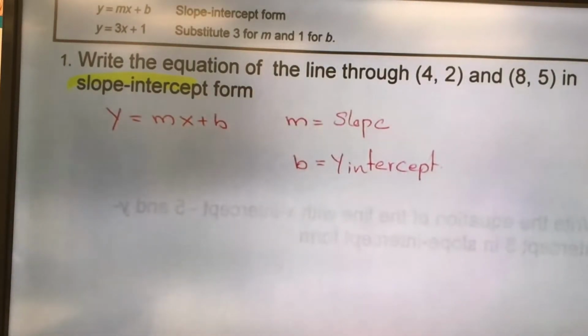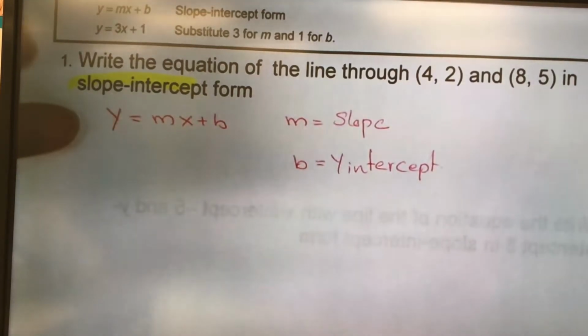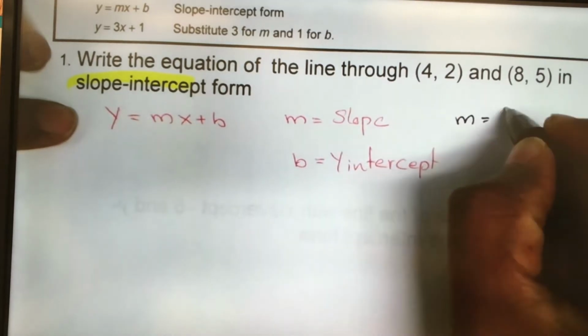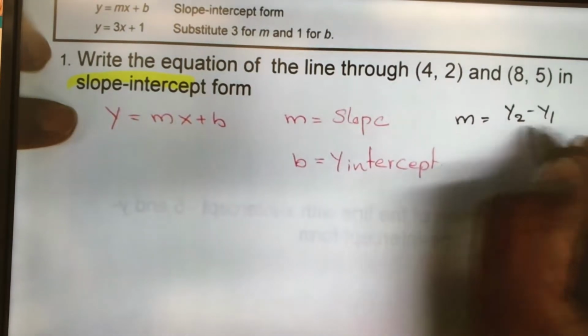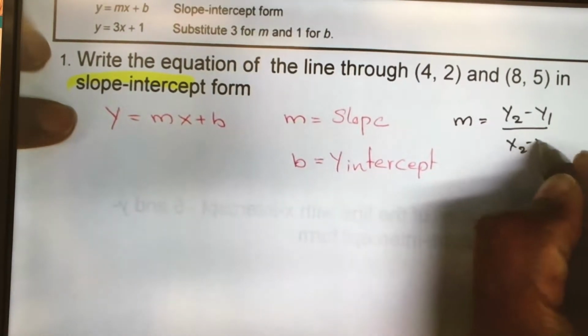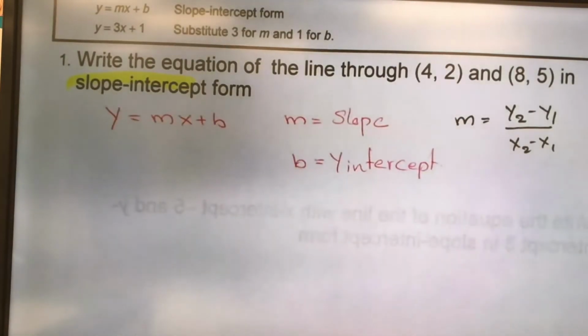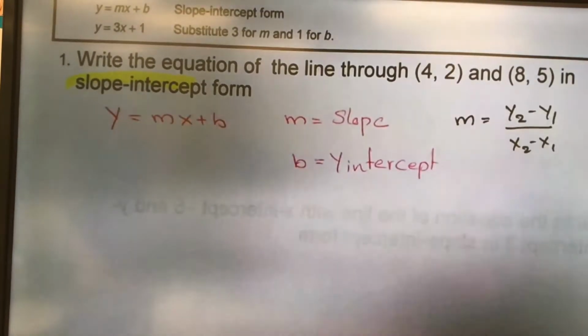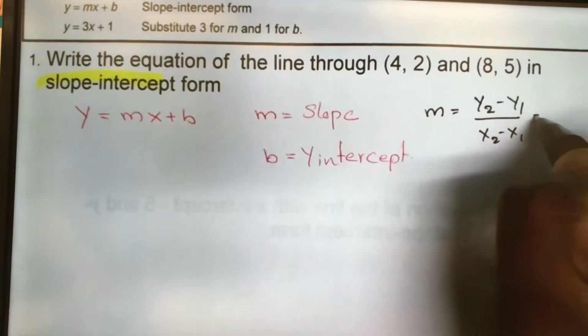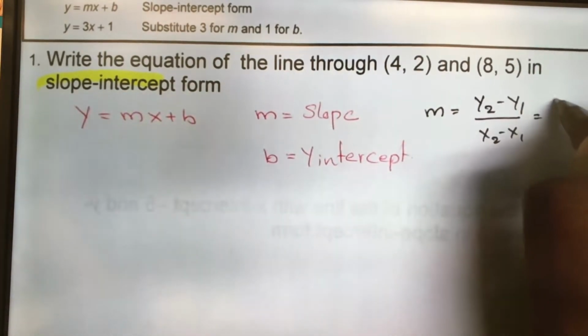So when you look at the question, the question is not given the slope or y-intercept. Instead of that, the question is given 2 points. Since we are given 2 points, we can find out the slope of that line using the formula m is equal to y2 minus y1 over x2 minus x1. So pause the video and find out the slope. So I will also do this one. So find out the slope of the line using that formula.